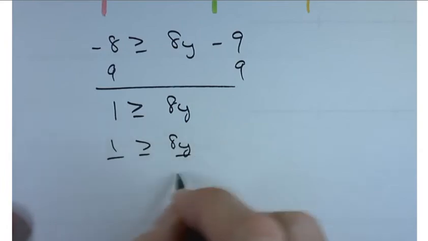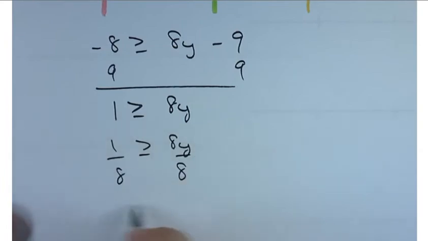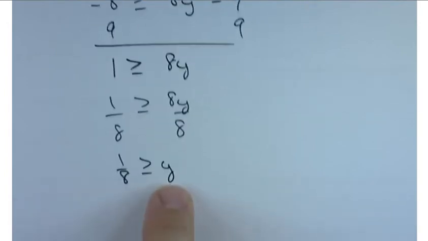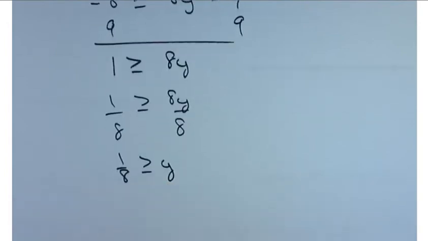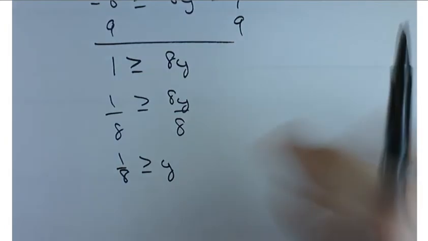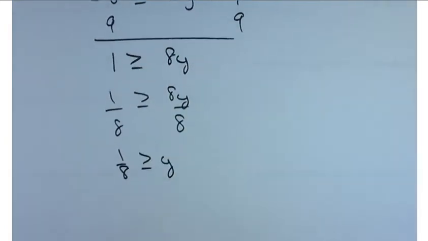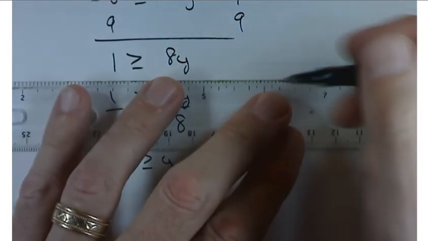Last step is divide both sides by 8. Do I have to reverse the direction of the inequality? No, because I'm dividing by a positive number, so that's it. Doesn't matter what I'm dividing into, if it gives me a fraction or whatever. Got a positive number, so we're good there. Let's graph it.